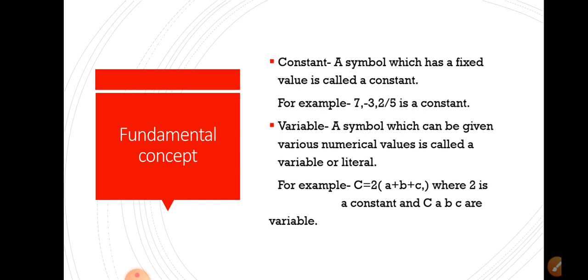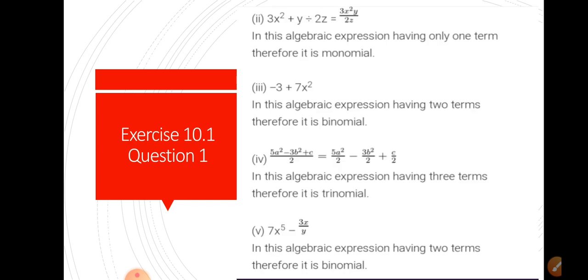Now many more terms are there which you have studied in the previous class also. We will discuss them when we solve the exercise. So, starting with exercise 10.1, question number 1. We have to identify monomials, binomials and trinomials from the following algebraic expressions. Some expressions are given, and we have to find out whether they are monomials, binomials or trinomials.